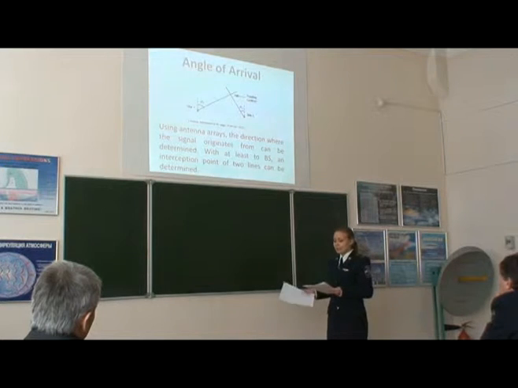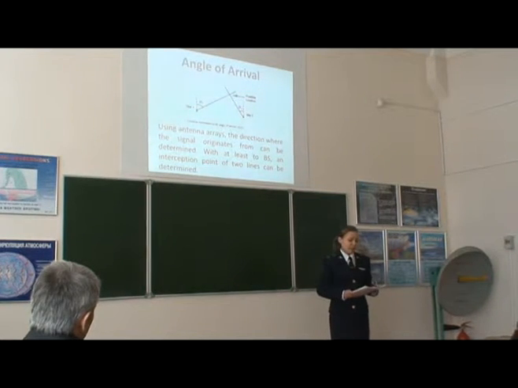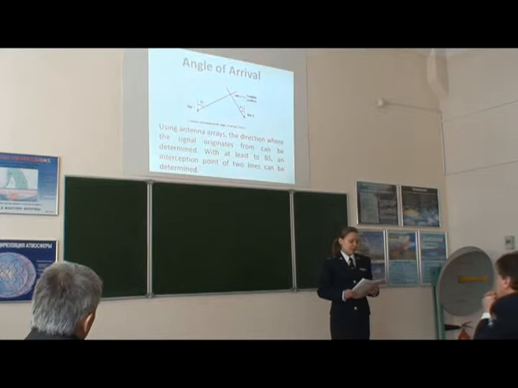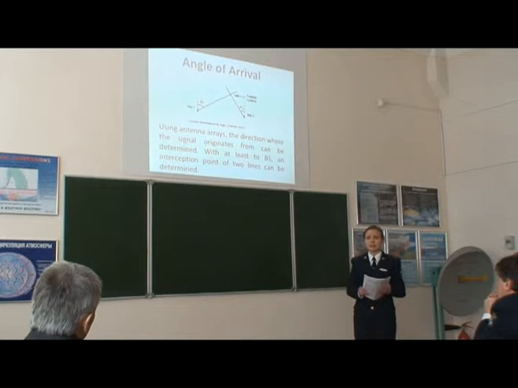The third one is angle of arrival. Using antenna arrays, the direction from which the signal originates can be determined. With at least 2 base stations, the intersection point of the 2 lines can be determined. But this method isn't used now in these countries.